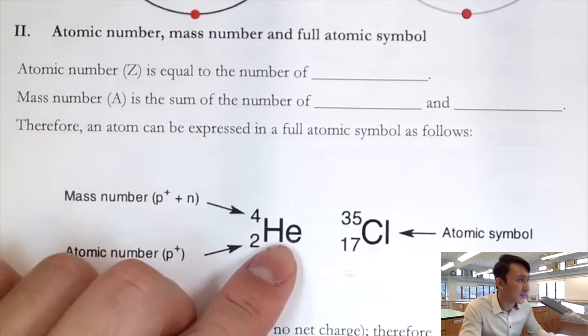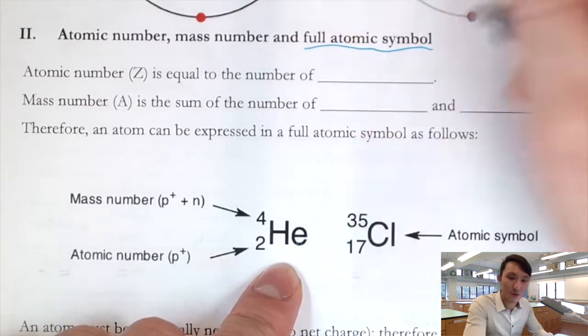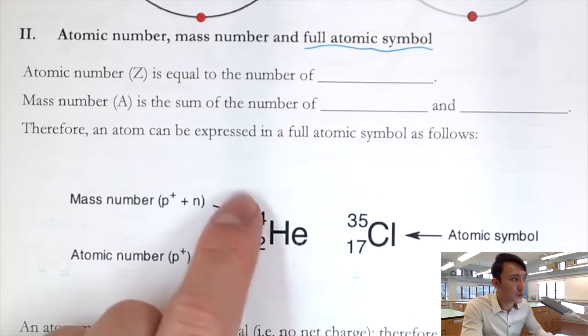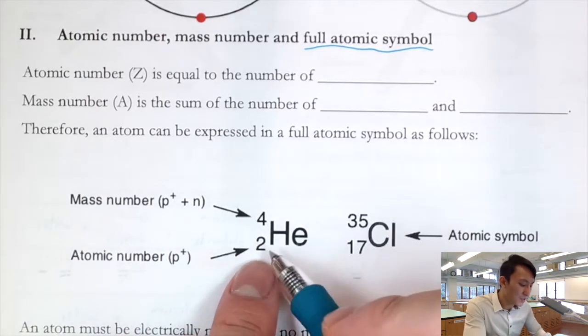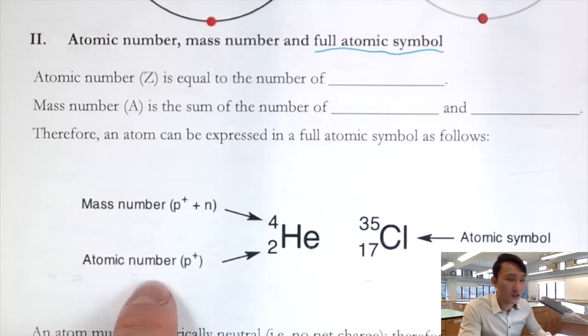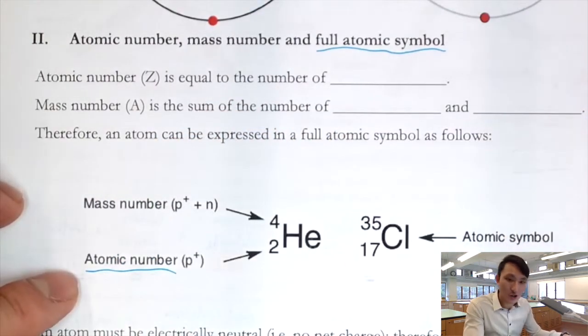here, if you look at this one, this is what we call a full atomic symbol. This one, He with 4 and 2. Okay, now what does that mean? So first of all, the bottom left corner is what we call the atomic number. Okay, so what is the atomic number?